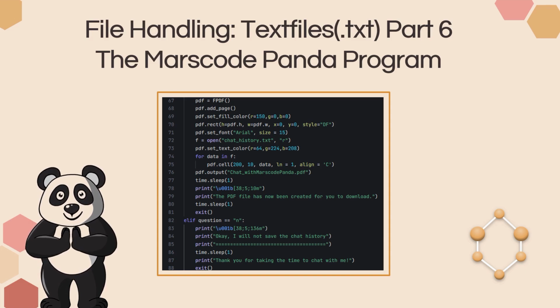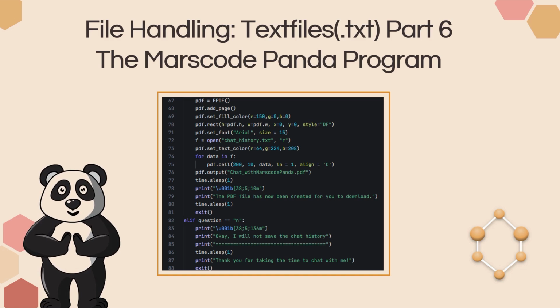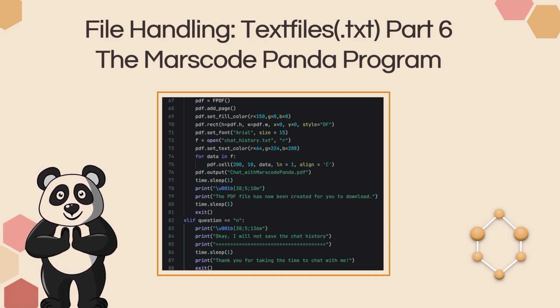If they say no, then of course we're printing a message on line 84 saying, okay, I will not save the chat history. And then after 1 second, we're printing a thank you message for chatting with the MarsCode Panda. And then we're exiting the program, which means exiting the console. So that is all for how we can use text files and convert them into PDFs.